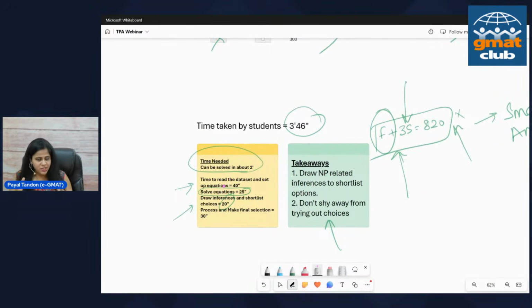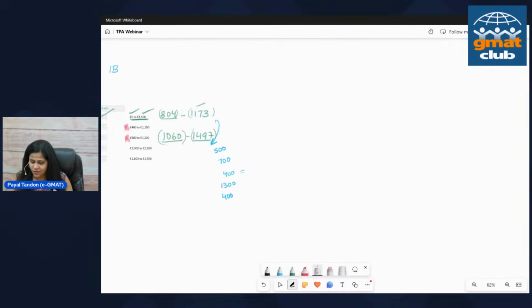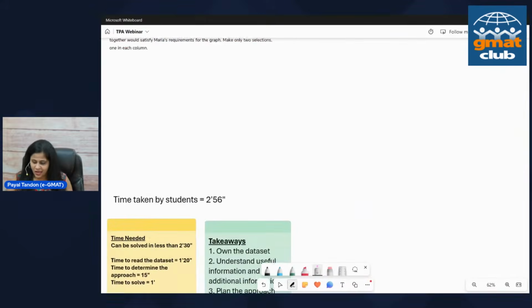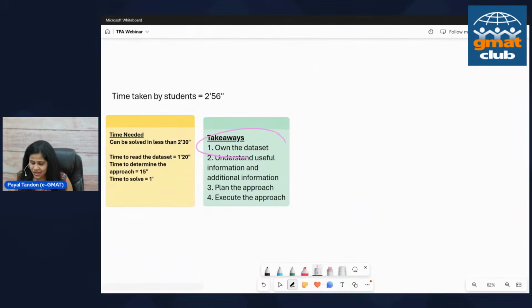So don't just go with that mindset that I only have to spend 30 seconds or 40 seconds reading the data set. Whatever the data set is, you have to do full justice to it. The mentality that you need to have is that I have to own the data set. And if you have that mentality, then any data insights question thrown at you, you will be able to solve it. Owning the data set, that is the most important thing. Does that make sense?